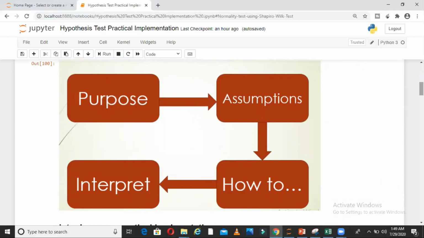What are the assumptions of the test? All the hypothesis testing when you do in Python, the internal packages assume your data to be in some form. In some cases it will assume it to be normally distributed. In some cases it will assume it to be identically distributed. So what are the assumptions? Then comes how to do that test, like what packages you need and how to throw the data to that algorithm. And then comes how you interpret the result of that hypothesis test.